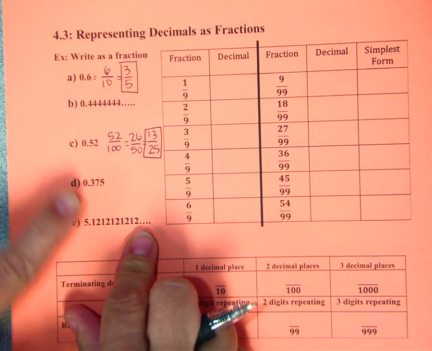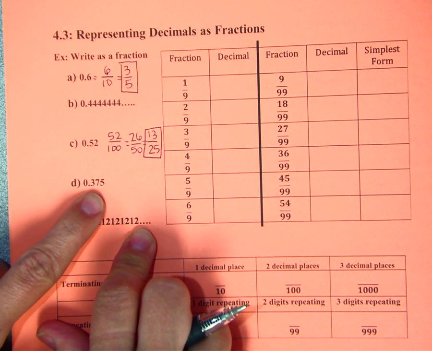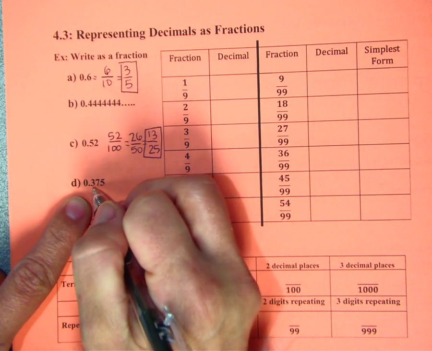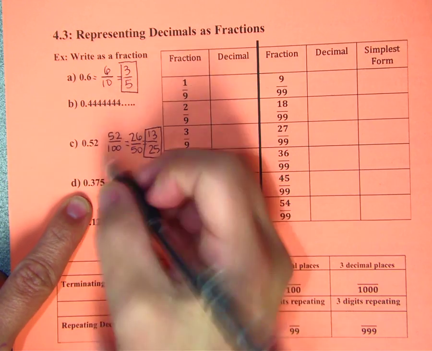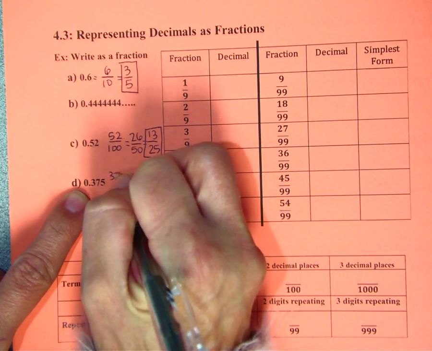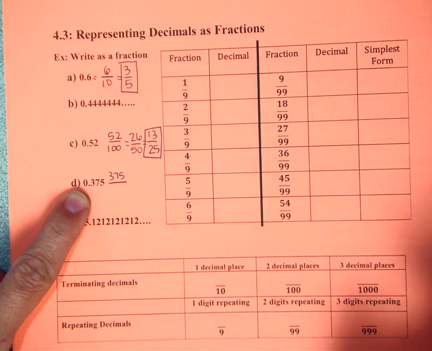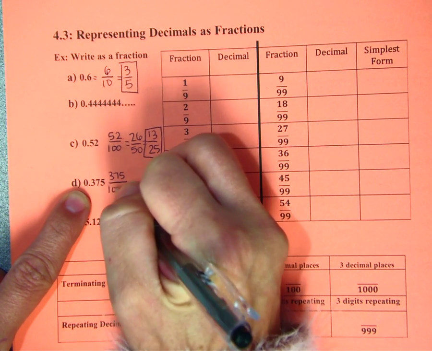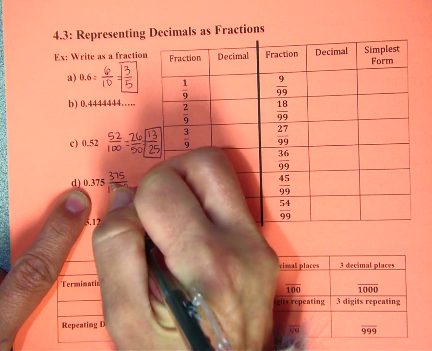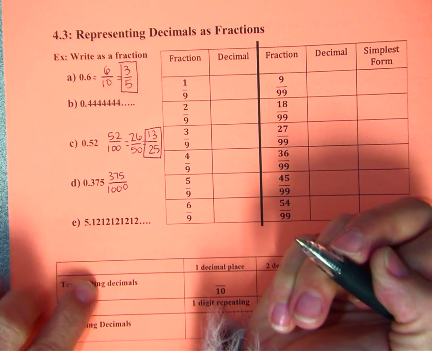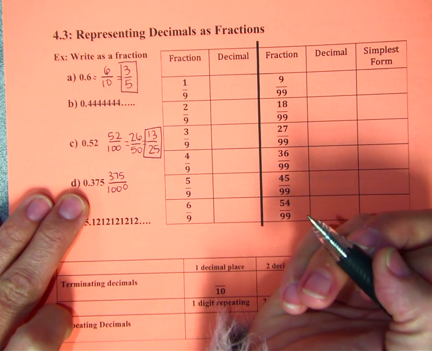All right, one more terminating decimal, 0.375. There are 3 numbers after the decimal, so I'm going to put those 3 numbers in the numerator, and then I'm going to put that out of 1,000. So 3 zeros for my 3 numbers here. All right, and then let's see this one.